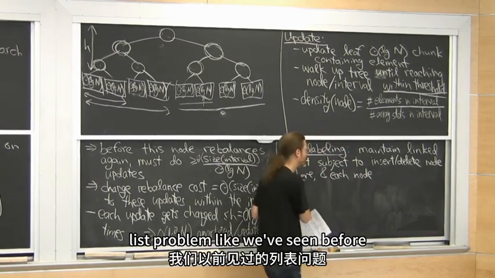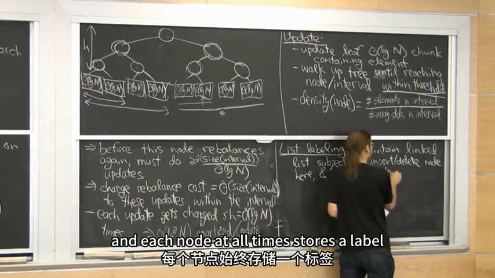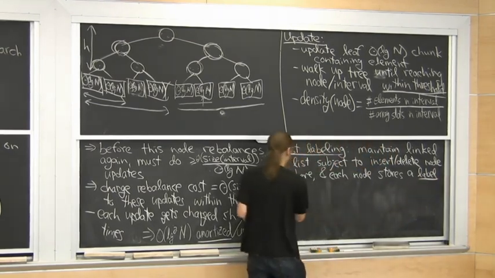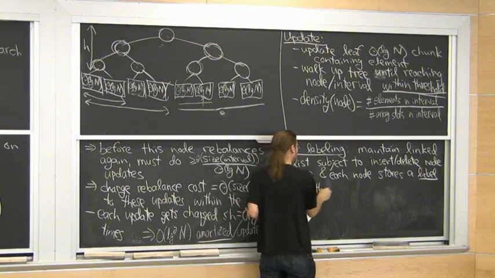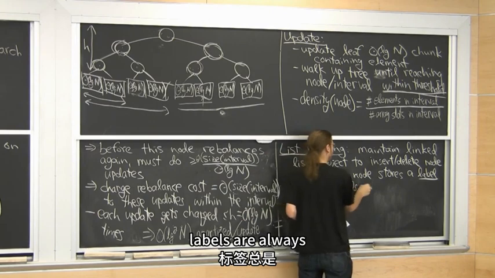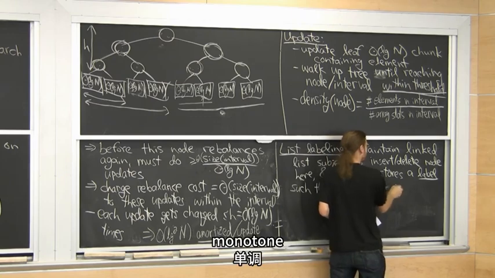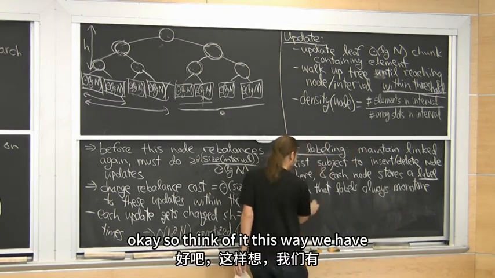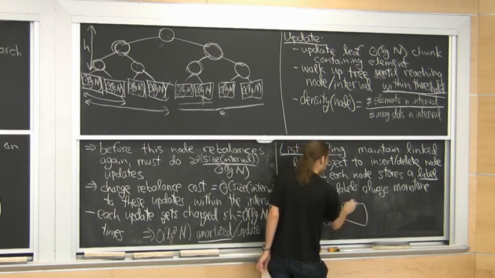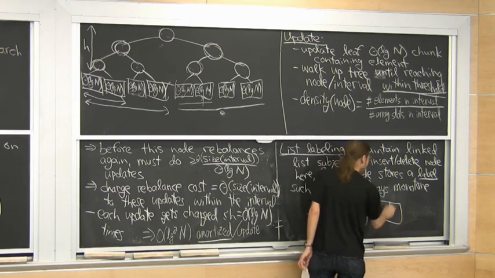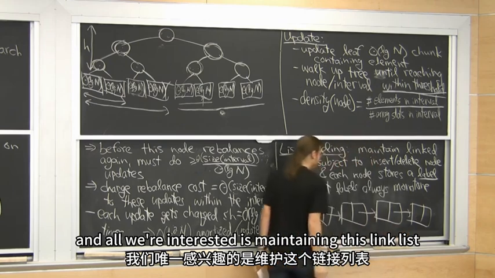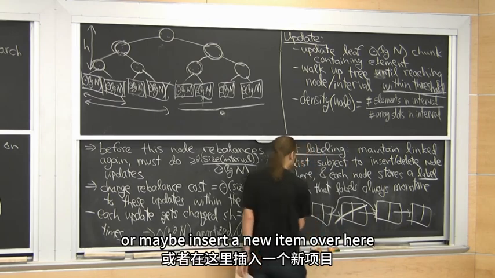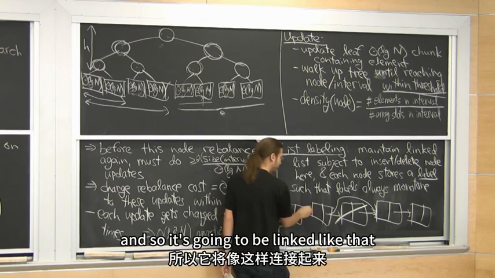So it's a dynamic linked list problem like we've seen before. And each node at all times stores a label such that labels are always monotone down the list. Think of it this way. We have a linked list, and all we're interested in is maintaining this linked list. So we want to be able to delete this item and update these pointers, or maybe insert a new item over here, and so it's going to be linked like that.